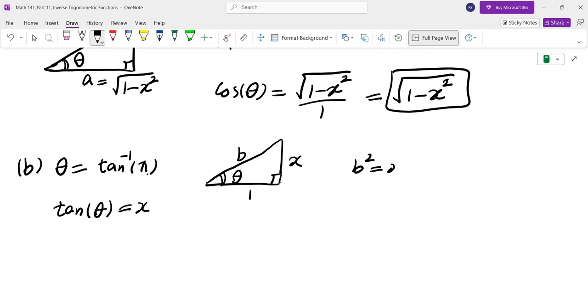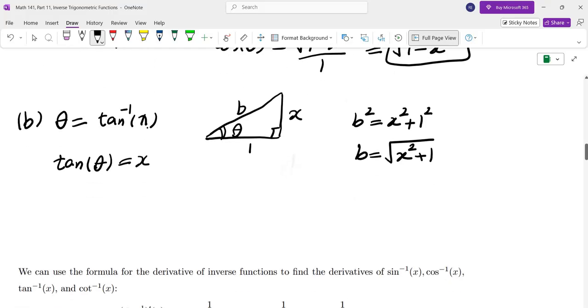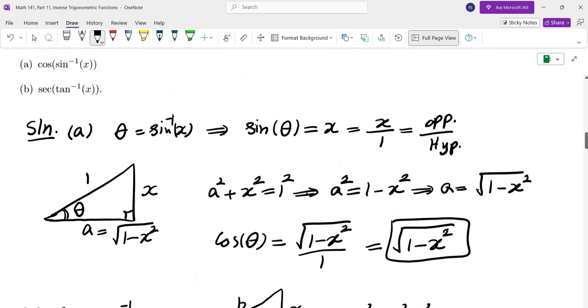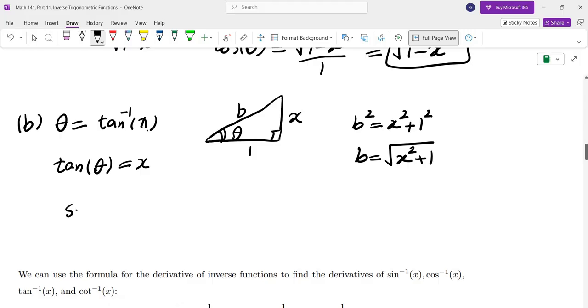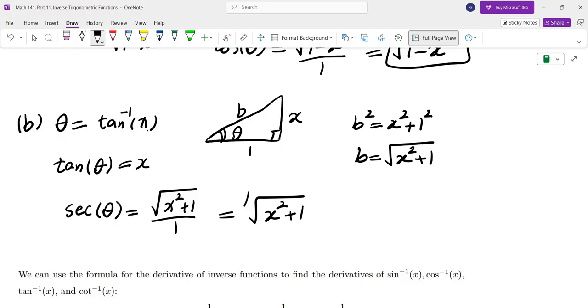b squared is equal to x squared plus 1 squared. So that means b is root x squared plus 1. And we are asked to find secant of that. So secant of theta is hypotenuse over adjacent. So b, which is root x squared plus 1, over 1. So the answer is root x squared plus 1.